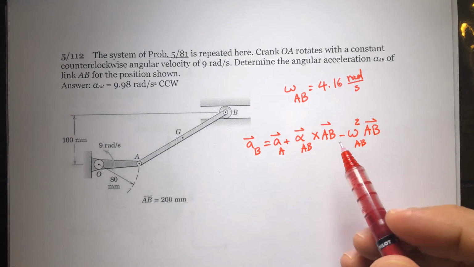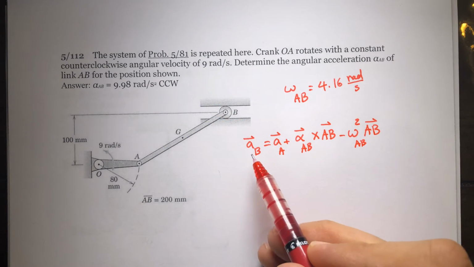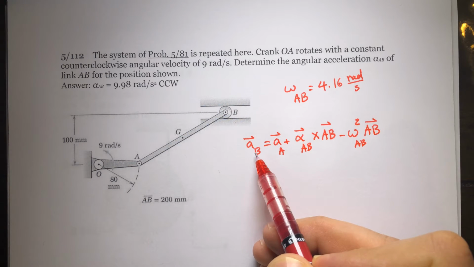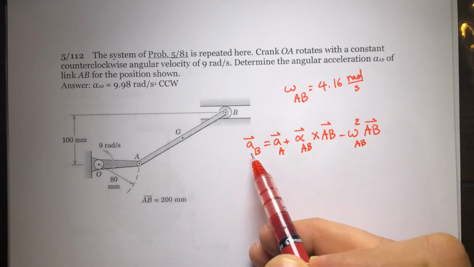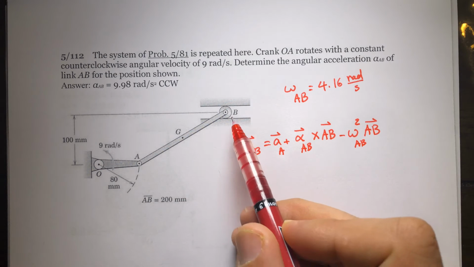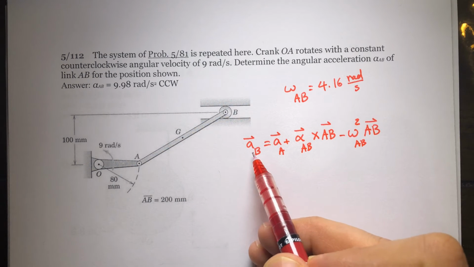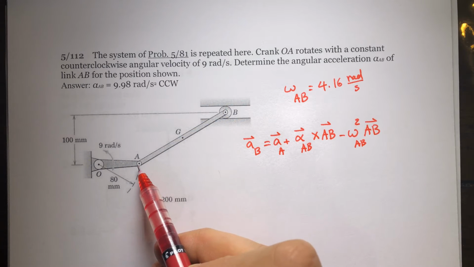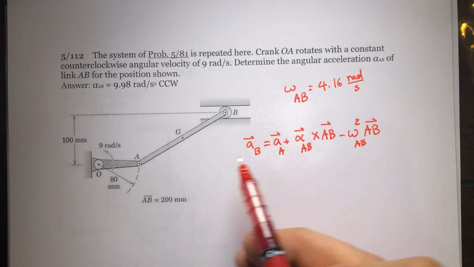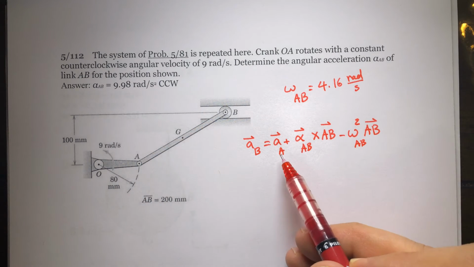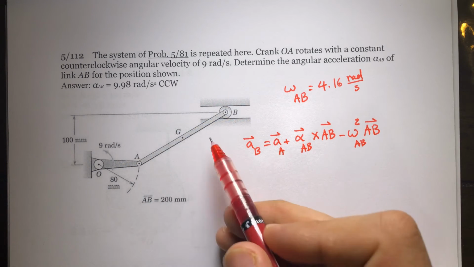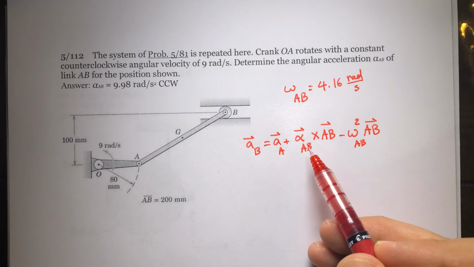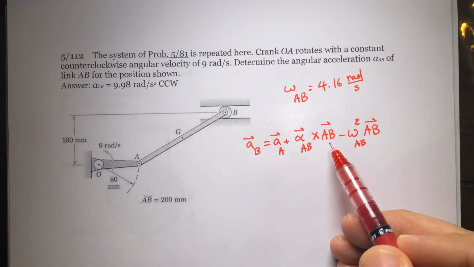Now, let's count how many unknowns we have here. Acceleration of B, we know the direction of it, but we don't know the magnitude of it. So acceleration of B as a vector is going to be aB times i hat. So we have only one unknown here. Acceleration of A, we know everything about A. I'm going to come back to that later, but we have everything about acceleration of A. Alpha of this link, we don't know it, but we know it's going to be in the k direction or negative k direction. So we have only one unknown here.